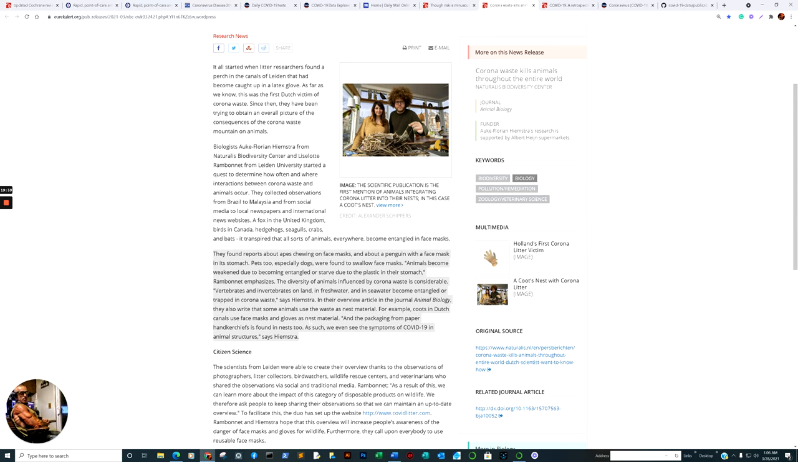For the biostatisticians and epidemiologists out there already beginning to notice possible vectors, especially if you're taking SARS-CoV-2 and thinking bird flu and other elements like that, as far as some sort of antigenic shift, I believe, not drift. And the packaging material from paper handkerchiefs is found in this too. As such, we've even seen the symptoms of COVID-19 in animal structures. Let that be a warning for a little bit.